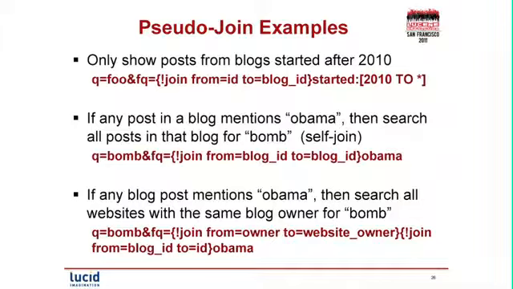The last example shows how you can nest joins. It assumes we now have other types of documents out there, website documents, and those website documents have a website owner field on them. Again, we read right to left: we search for Obama, we go from blog ID to get to the blog objects, and then we map from owner to website owner to get to the website objects. Then we apply that whole filter to our main query of bomb.